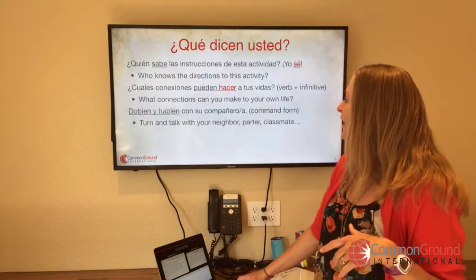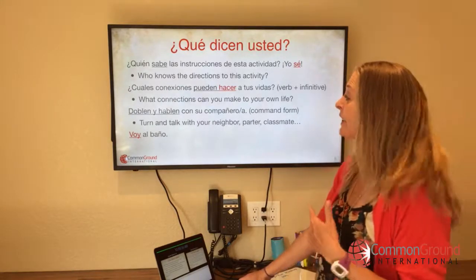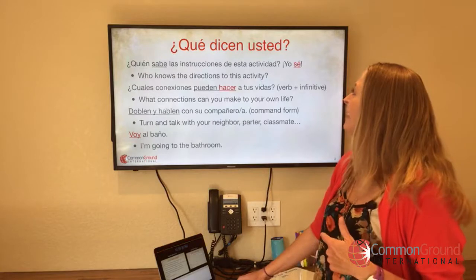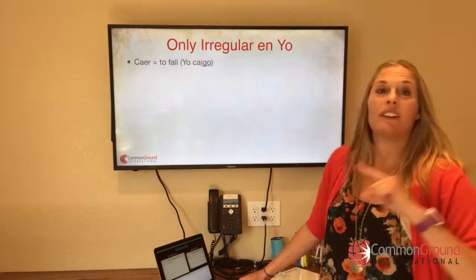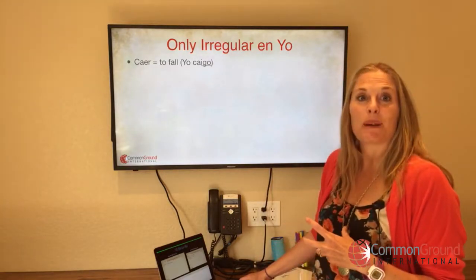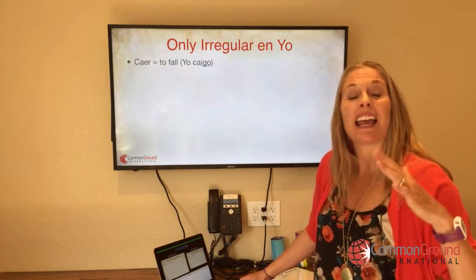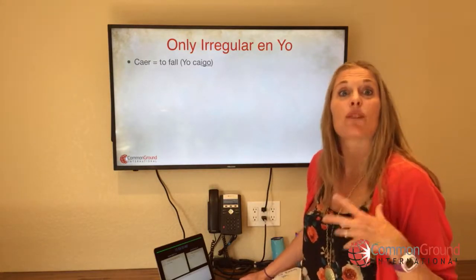Okay? Y otro más, voy al baño. I'm going to the restroom. Irregular, voy al baño, to go. Okay, excelente. So vamos a ver. Only irregular in the yo. So these are the ones that are only irregular in the yo. So you have to memorize them. And then the rest, the él, usted, tú, nosotros, vosotros, y ellos, ustedes, regular.